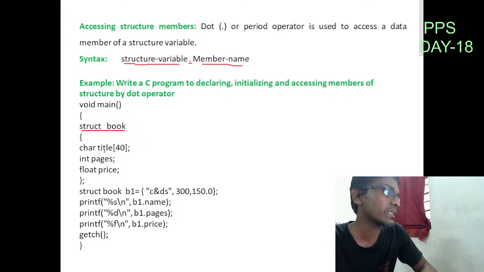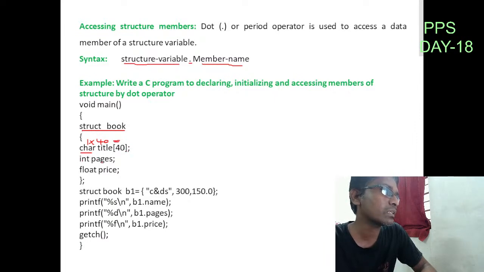Here the structure members are title, which is a character data type. The character data type occupies 1 byte, and the number of characters for the title will be 40. So 1 into 40 is equal to 40 bytes of memory, which will be occupied by the title.